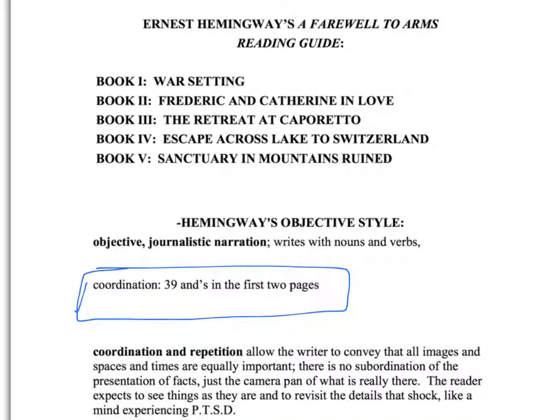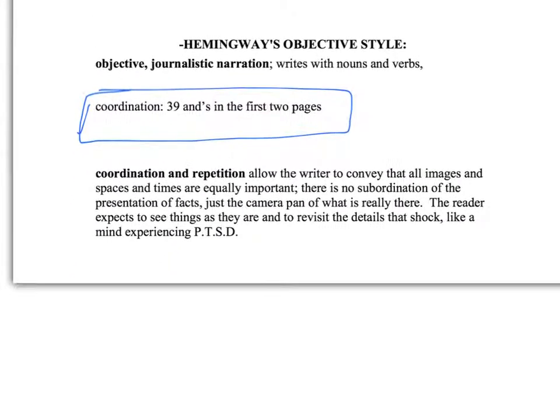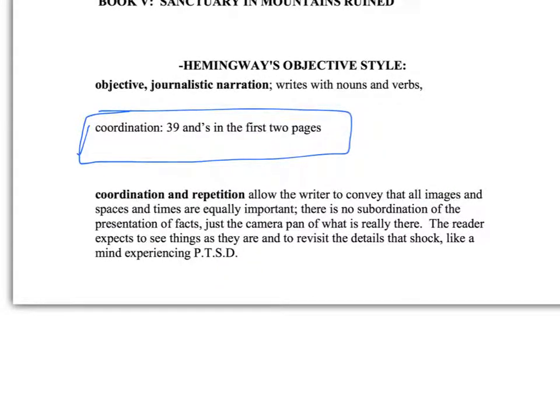Hemingway very rarely wrote in long sentences. This opening chapter is almost one sentence and has 39 conjunctions, and that creates, as you can see down here, this panoramic landscape where all images and spaces and times are equally important. There's no subordination. All facts are presented without saying one is more important than the other. And so it's a reality that is captured in the prose, that is revisited by the mind of a soldier we can imagine suffering from post-traumatic disorder, where all the details are extremely vivid.